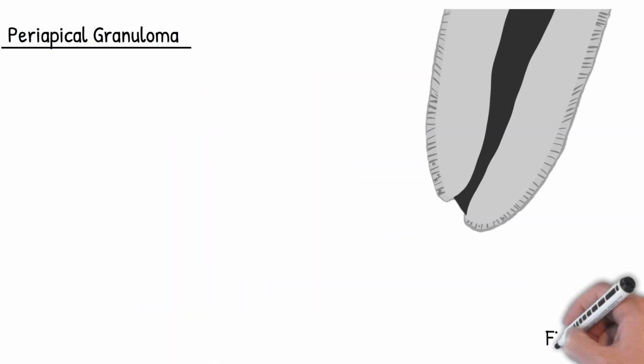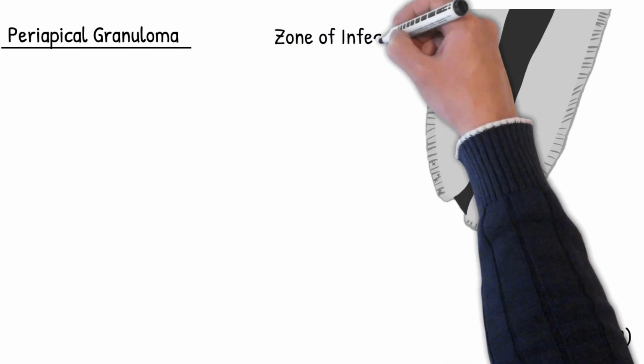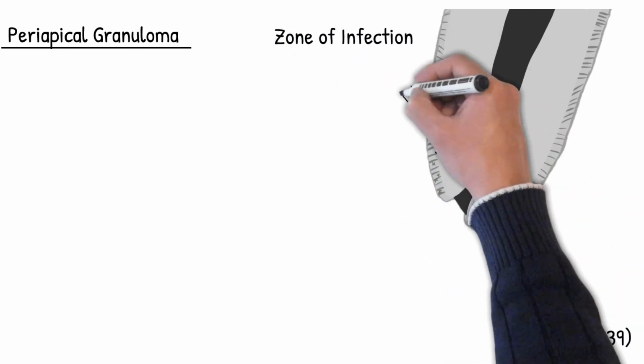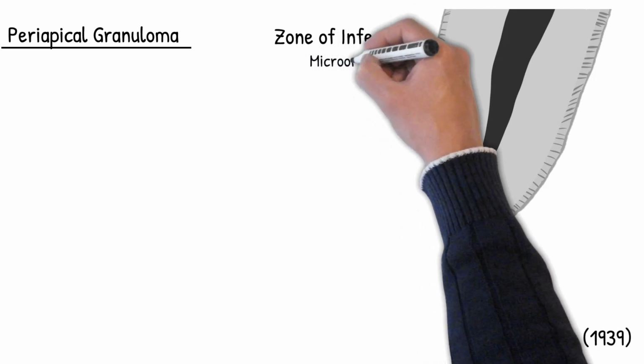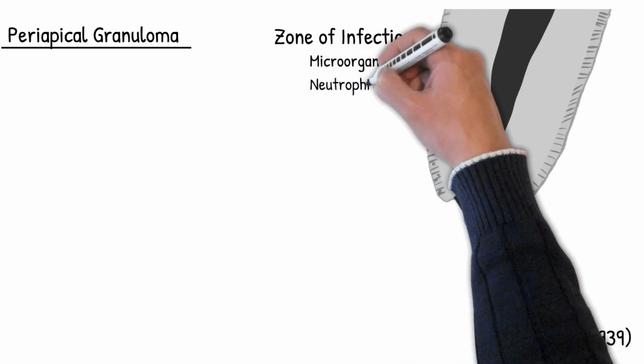In Fish's paper, he describes microorganisms finding safety within empty Haversian canals. In the context of a periapical granuloma, however, the root canal provides this hideout as the zone of infection where host immune defenses cannot reach. This zone includes some microorganisms, and on its periphery would also include the neutrophils.